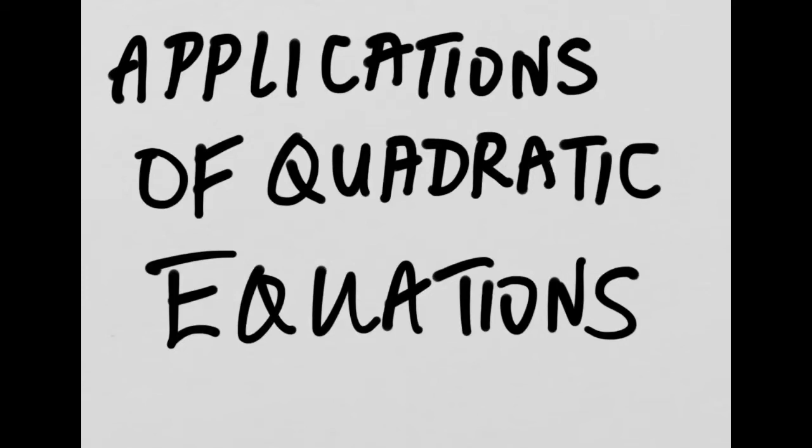In this video, I'm going to go over applications of quadratic equations. Let's look at the first example. Find two consecutive odd integers such that 5 times their sum is 23 less than their product.